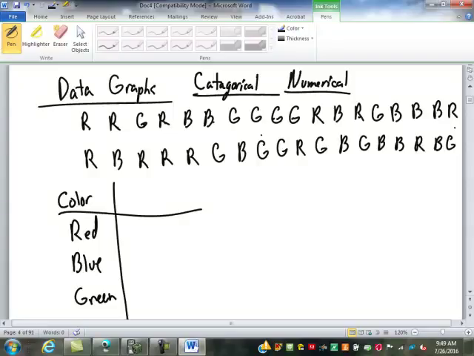If I asked you, what's your height? That would require the answer to be a number, so that'd be numerical data. Or if I asked, what's your GPA? Those are numerical.